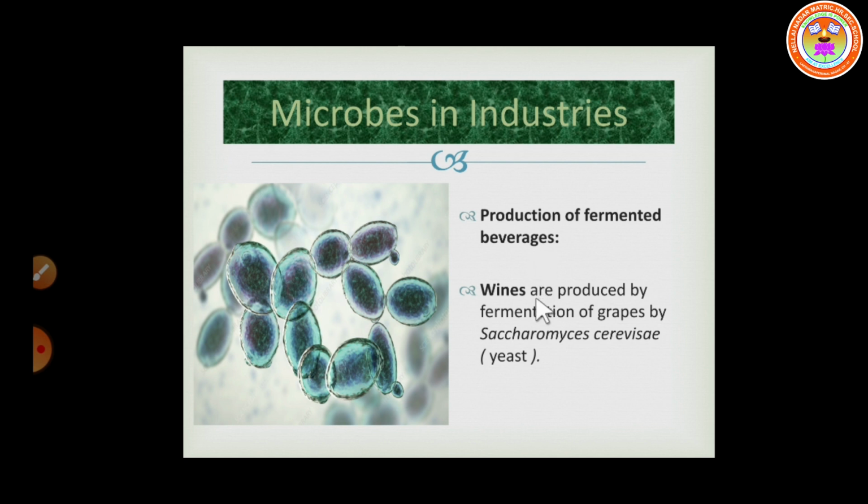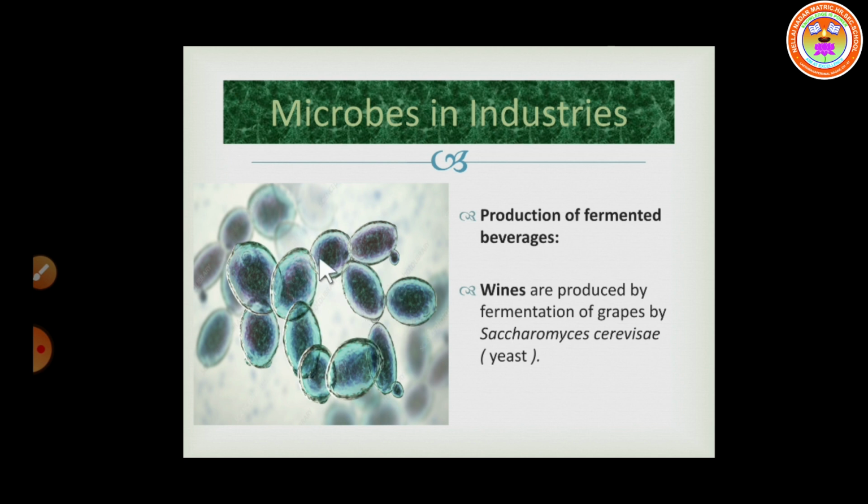So, what type of beverages? Wines are produced by fermentation of grapes. So how are wines produced? By the fermentation of grapes. The fermentation process is done by a yeast, a type of fungi called Saccharomyces cerevisiae. You can see the structure here.